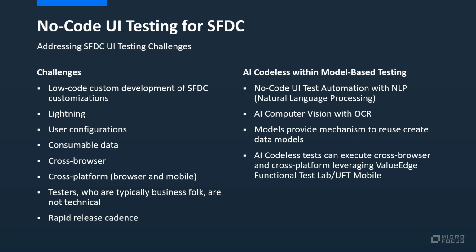AI Codeless can execute cross-browser and cross-platform when you leverage the Value Edge Functional Test Lab, or UFT Mobile, to test against iOS and Android across many different private and or public real devices and or emulators. So now let's look at a demo of Salesforce.com test automation specifically for the Sales App Accounts tab.